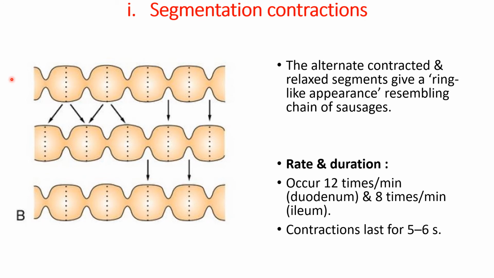The rate of segmentation contraction is about 12 contractions per minute in the duodenum and about 8 contractions per minute in the ileum. That means the segmentation contractions are more frequent in the duodenum compared to the ileum.